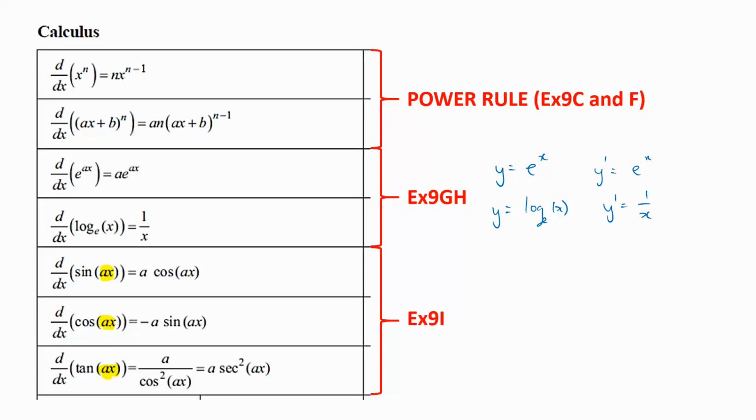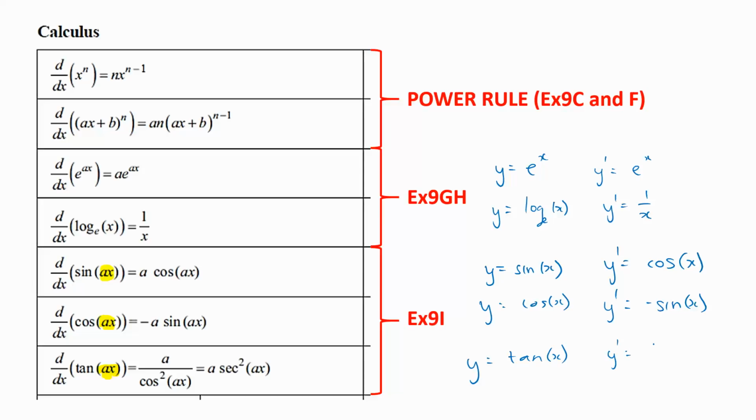What I want you to know for 9i is if y equals sine of x, say I'm not using the ax because it changes. You could have ax squared, ax cubed, whatever it is. What I want you to understand is the derivative. We know the gradient for every point on this curve for y equals sine of x is cosine of x. And then y equals cosine of x, derivative is equal to negative sine of x. And then finally, y equals tan of x, the derivative is sec squared of x. Okay? That's what I want you to remember for each and every.